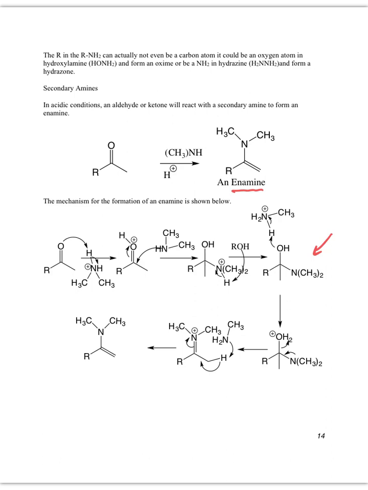And then we protonate the OH and we can kick it out, and we have the aminium ion just like we did on the previous one. But on this aminium ion, we don't have a hydrogen on the nitrogen to remove. All we have are the methyls.